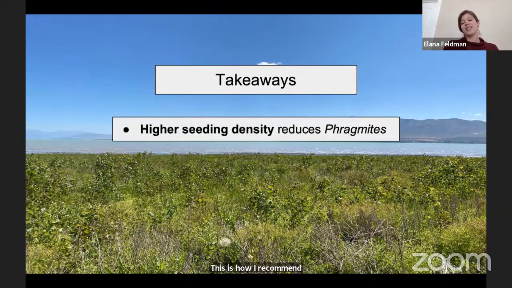First, higher seeding density reduces Phragmites. So seed costs a lot of money, so not everyone is going to be able to afford to plant at 5 times the amount they've already been planting, such as I did in my experiments. But I do recommend seeding at the highest density that you can afford to seed at, because it does seem to help reduce the Phragmites coming into an area.